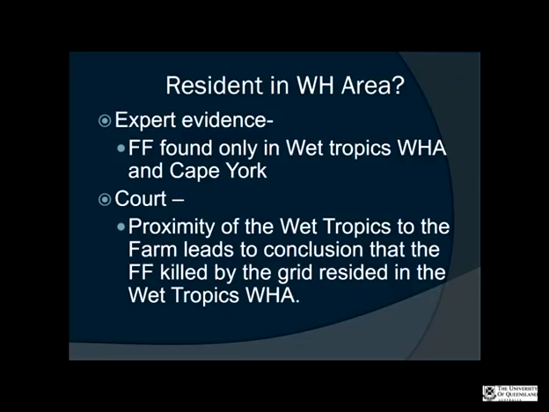This is the next thing she had to prove. Okay, so they managed to get expert evidence to prove that the flying foxes were only found in the wet tropics World Heritage Area and in Cape York.